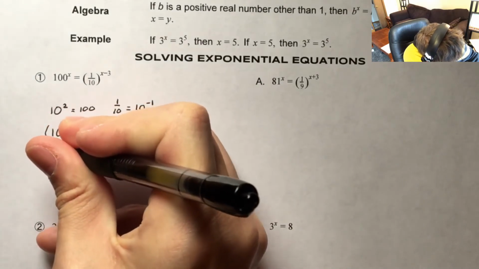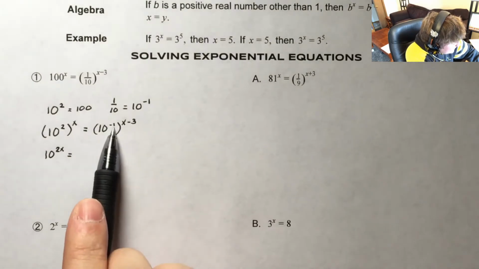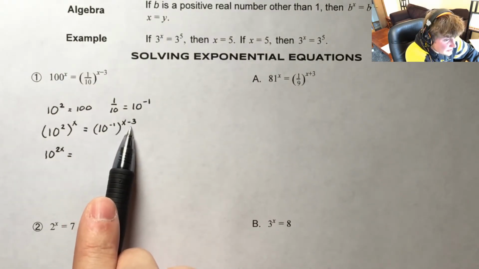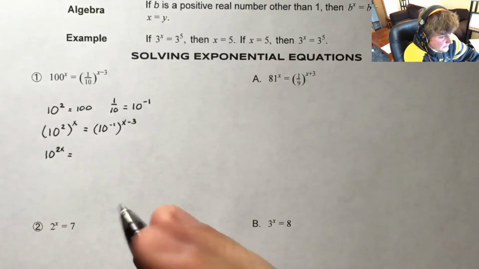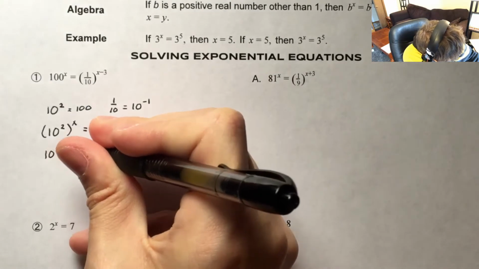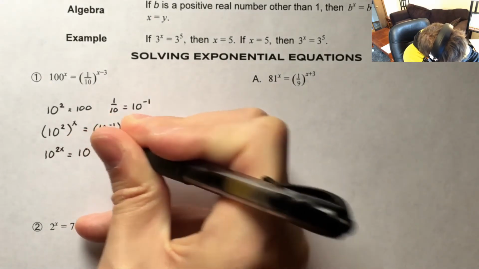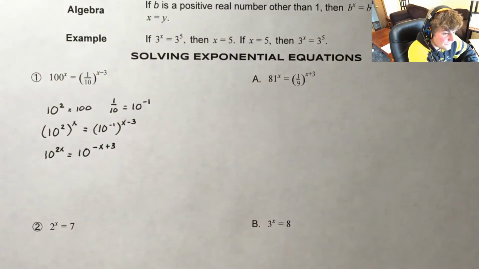So now I have 10 to the 2x power is going to be equal to, and then here again I would have to multiply negative 1 times x minus 3 together. So you're going to have to multiply x minus 3 all by negative 1. Then this is going to get to 10 to the negative x plus 3. Okay, and that's what's remaining if I go negative 1 times x minus 3.